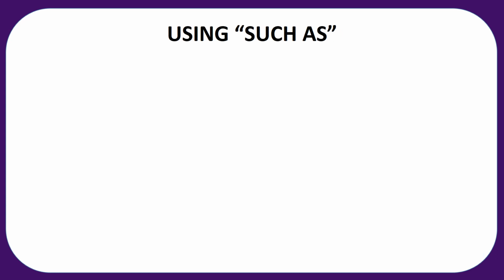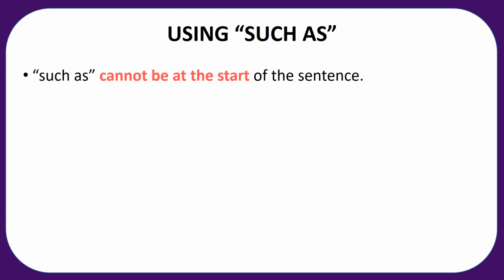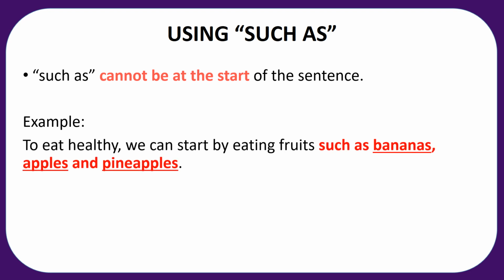Now for using such as. Remember, such as cannot be at the start of the sentence, of any sentence. It has to be in the middle. Okay, let's look at an example. To eat healthy, we can start by eating fruits such as bananas, apples, and pineapples. You see, such as is in the middle of the sentence. It's not at the start of the sentence.